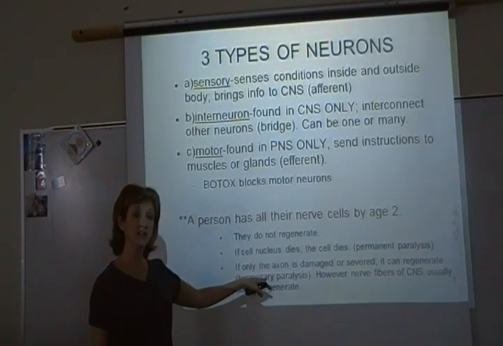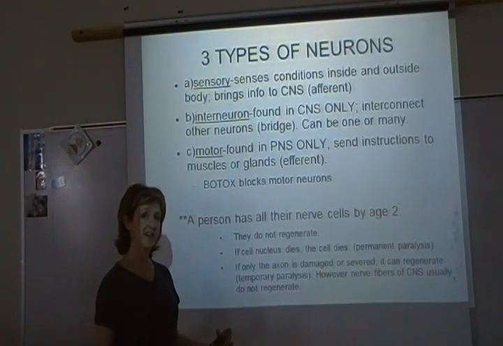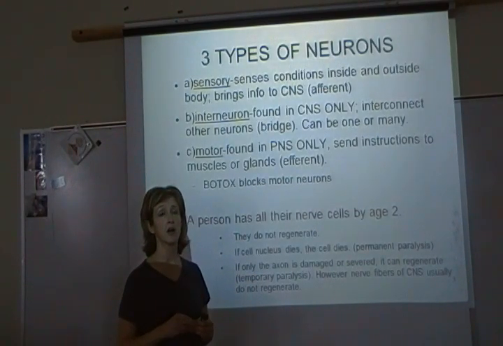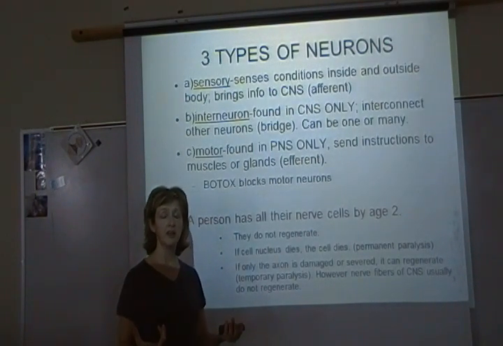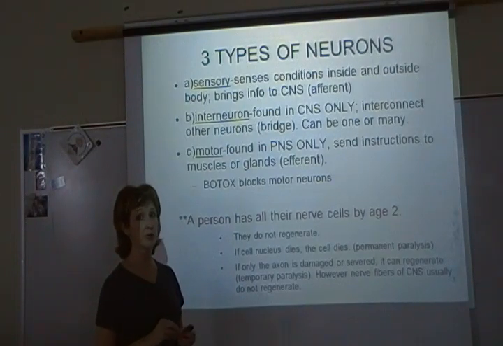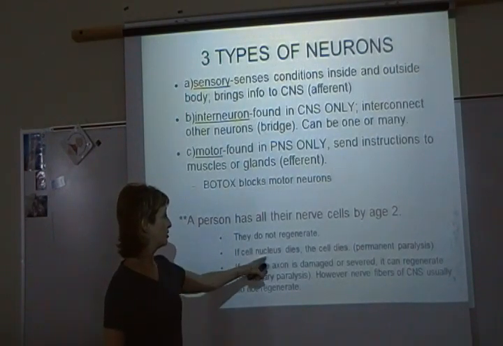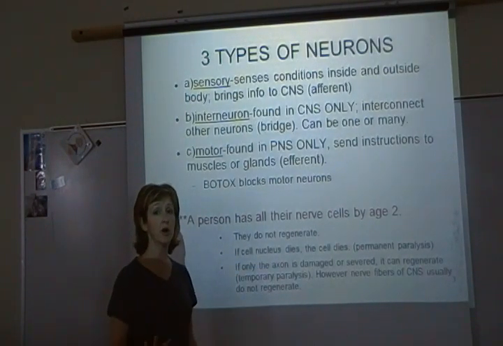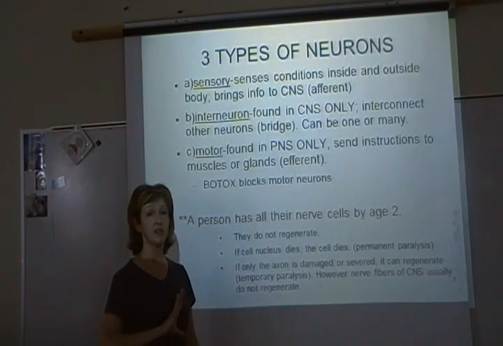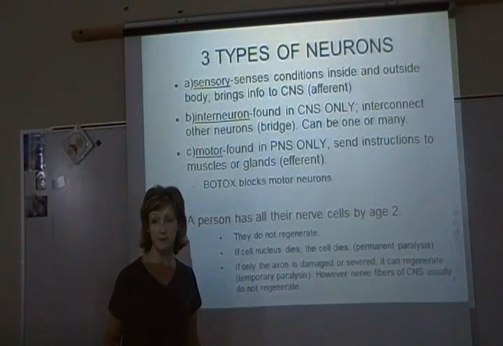Now, if just the axon gets damaged, there is a chance that it can mend and become workable again, and that's where people have temporary paralysis. But if the nucleus is dead, that neuron is paralyzed because they do not go through mitosis and regenerate.